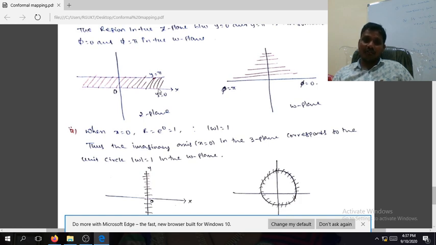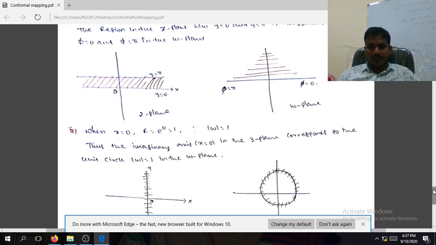What is the image of y is equal to 0 to y is equal to pi? Here it is half of the entire W plane. This is the image. Is it clear? This is the image. Pi is equal to 0 to pi is equal to pi. Right.